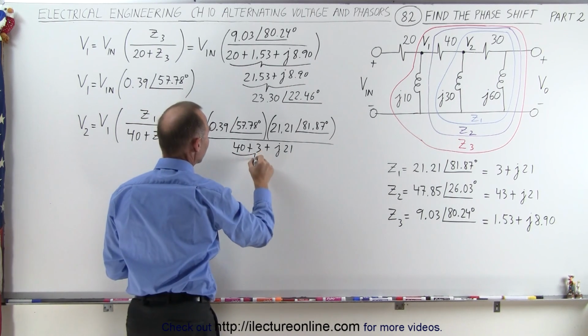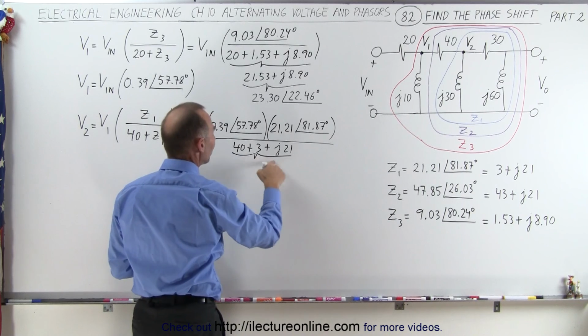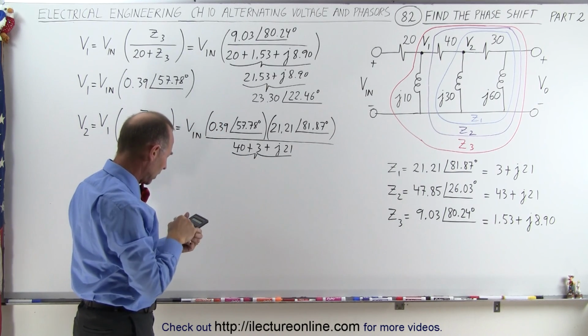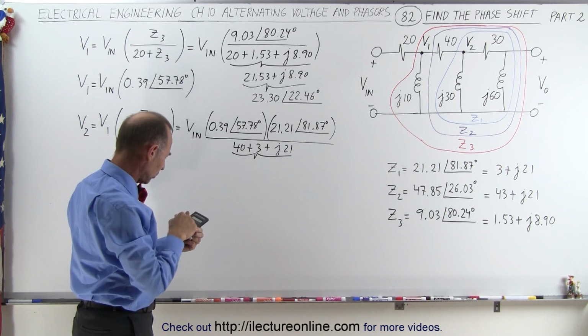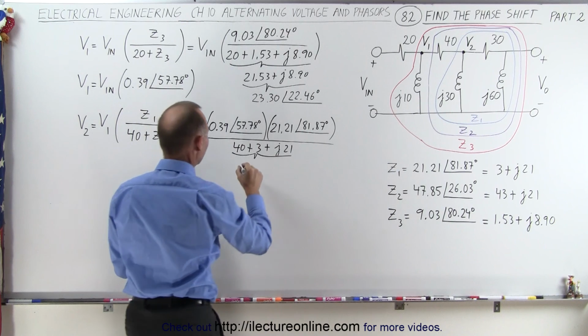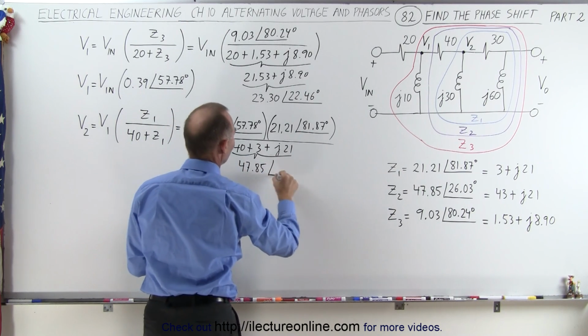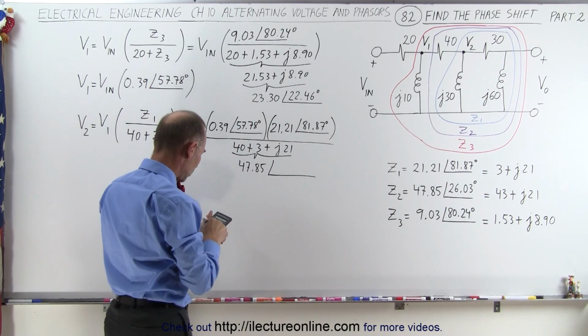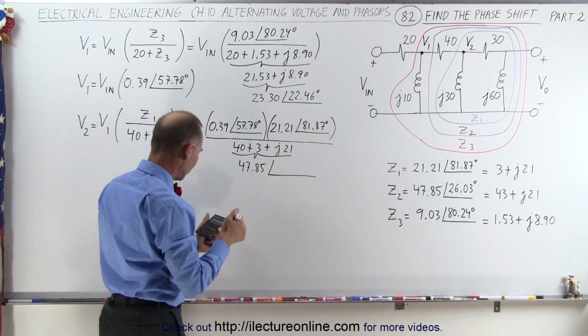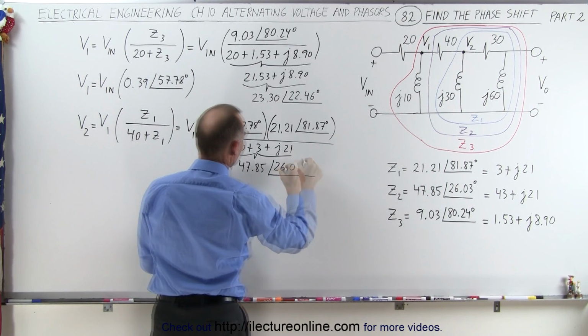When we combine this into the magnitude and phase angle format, we get the following. We get 43 squared plus 21 squared. Take the square root of that, we get 47.85, with a phase angle of 21 divided by 43. Take the inverse tangent, that gives us 26.03 degrees.